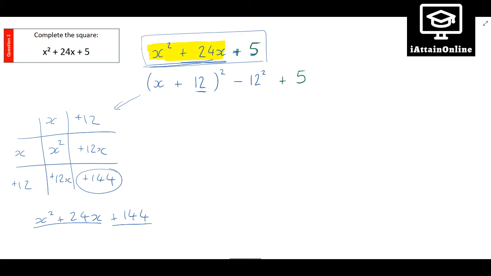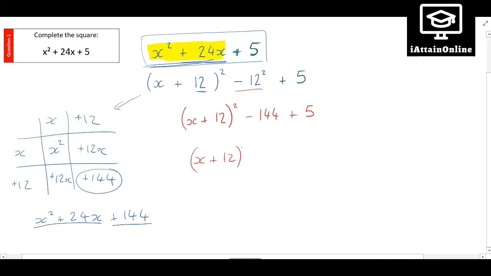So what we're now going to do is just tidy the bit after the bracket up. So it's still going to be x plus 12 squared. This becomes minus 144, and then we need to put that plus 5 bit on the end as well. So this becomes x plus 12 squared. Minus 144 plus 5 becomes negative 139. That's it. We have now completed the square. That's the easiest example.